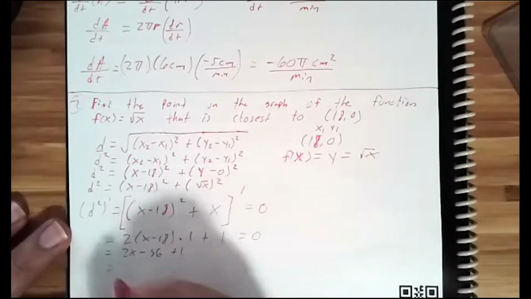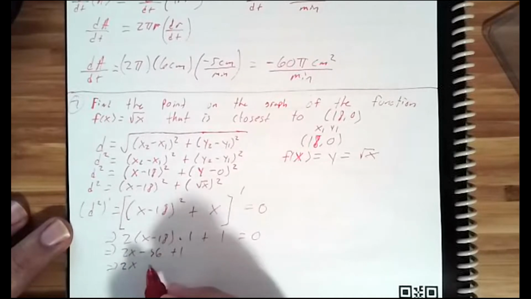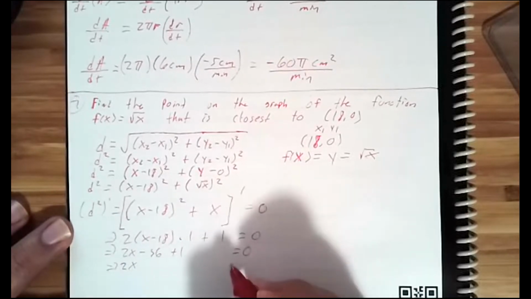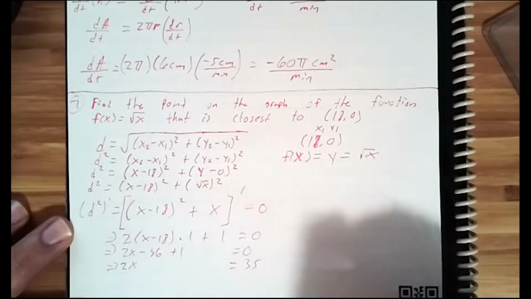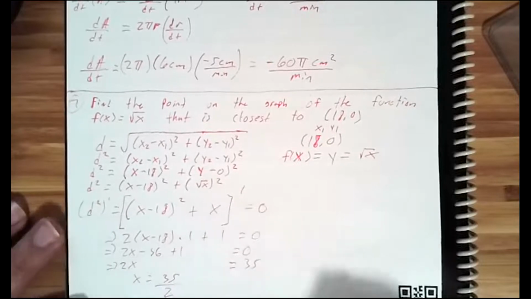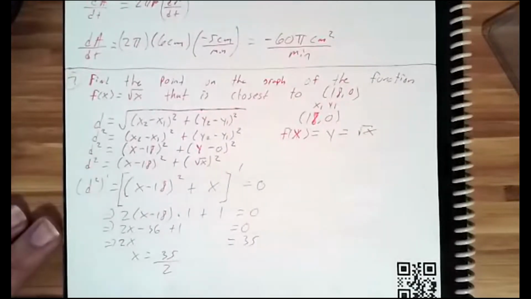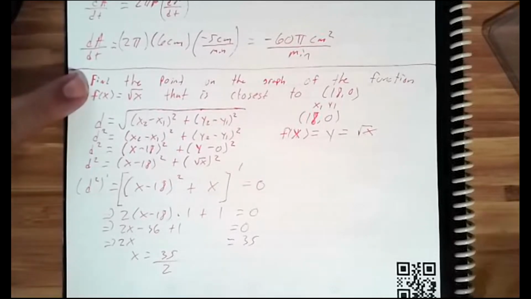So now solve for x. Move that 36: negative 36 plus 1 is negative 35. Add that over, we get 35 over here. So x is equal to 35 over 2. So this is the minimum point. Okay. Now plug that into the original, and we should have our y value.